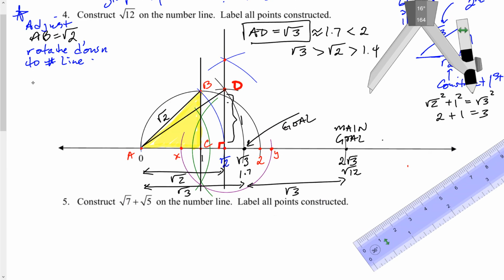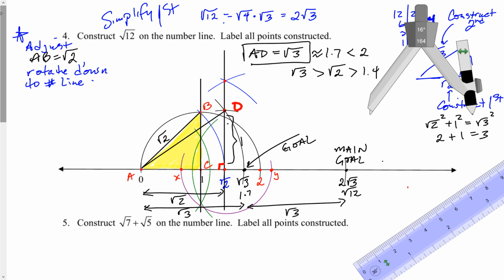You guys construct root 5 and then construct root 7, then add them together on the number line and figure out if that's the same as root 12. And you can answer those following questions. Now, so there's a lot more to do.